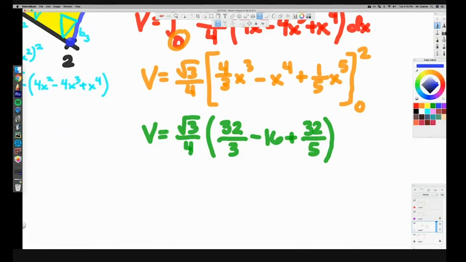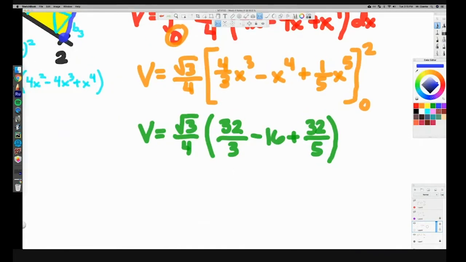Hold on. I feel like I did something wrong. Oh, no, I didn't. Okay. All right. Divide everything by 4. Now 8 thirds. Let's just do 15 as the common denominator. So we're dividing by 15. This one's going to be 40 minus 60 is negative 20. And then multiply this by 3 is 24. So it's going to be 24 and negative 20. And then times the root 3, you should get 4 root 3 over 15.